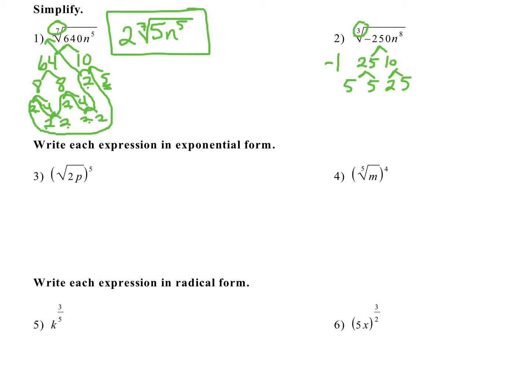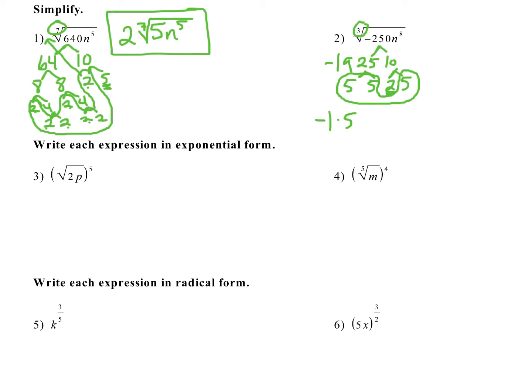Well, again, I'm looking for 3 of a kind. This time I've got 3 5's. So I'll draw a little circle around my 3 of a kind right there, and I know that I can bring a 5 to the outside as well. So far I've got a -1 times a 5. I'm going to have a 2 left over, because that's my other prime factor that I wasn't able to get 3 of a kind of.